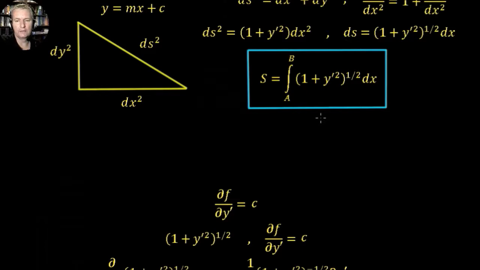Now again, if you go to the video called Beltrami identity, then you'll see the derivation of this simplification of the Euler-Lagrange equation. So if you're interested in that derivation, you can go and have a look at that now. If not, you can wait and you'll see it later on in the course.